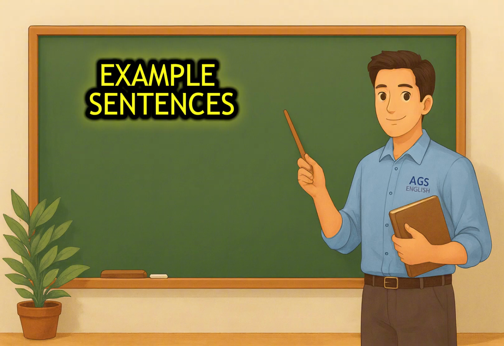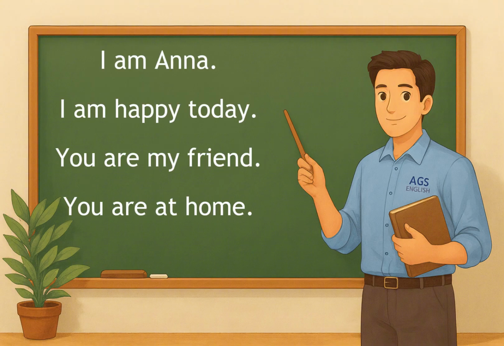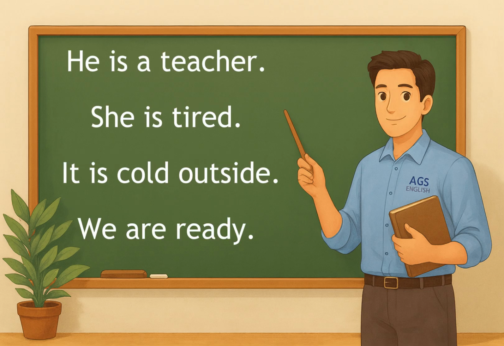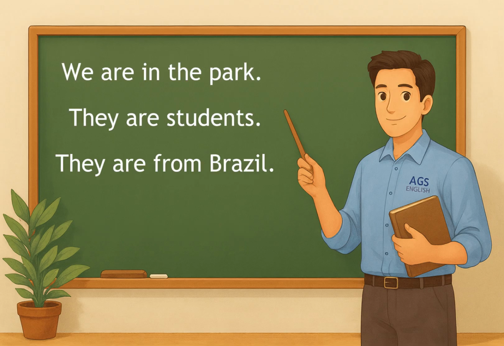Example sentences. I am Anna. I am happy today. You are my friend. You are at home. He is a teacher. She is tired. It is cold outside. We are ready. We are in the park. They are students. They are from Brazil.